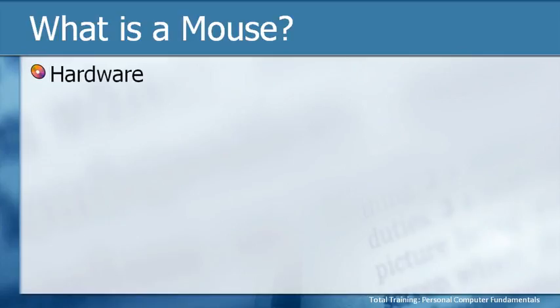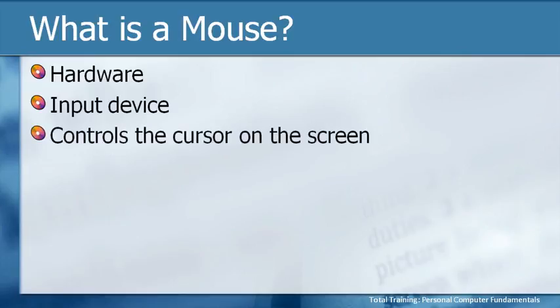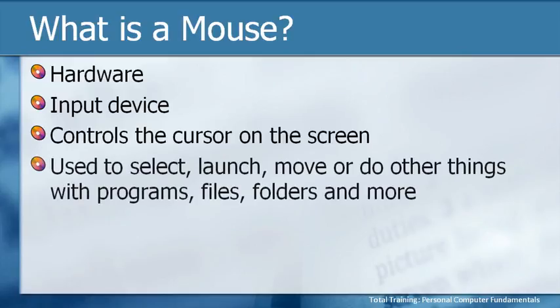Well, first of all, going back to our basic concepts, a mouse, of course, is a piece of hardware, something that you can actually pick up or put your hands on. It also is an input device, because the things that we do with the mouse give instructions or input to the computer. More specifically, it actually controls the cursor on the screen. Now it can be used to select things, to launch or start programs, to move, or to do a variety of other things that we'll explore throughout the rest of this course. And it can do that with programs, files, folders, and more, including the operating system itself.